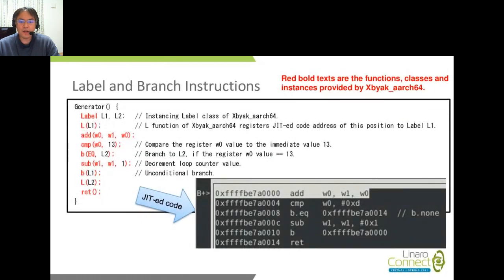Of course, Xbyak AI supports the branch instructions and jump labels. If you want to make jump labels, please use the label class. If you use the L function, the JIT code address is set to the label instance, and it can be used as an operand of the branch instructions.